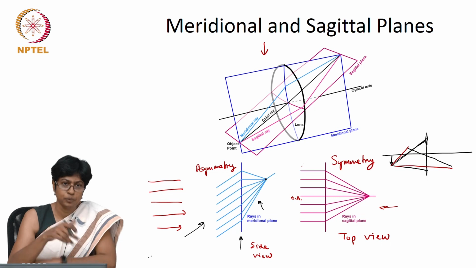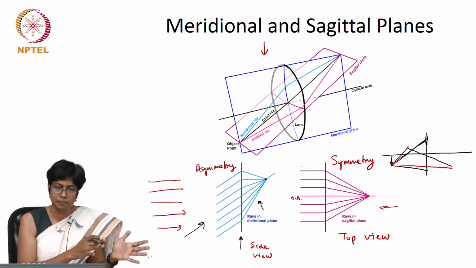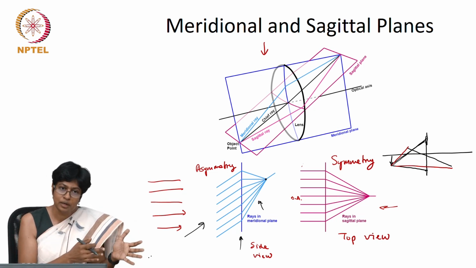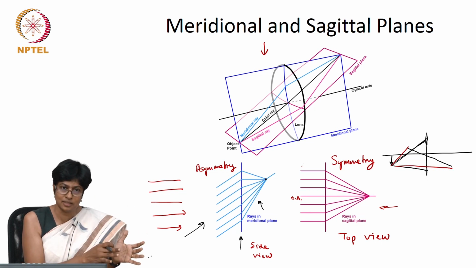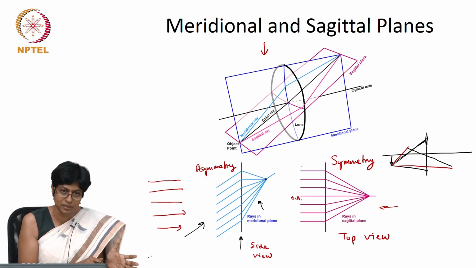So in fact, I broke up the aberrations into monochromatic and chromatic, but in monochromatic, we will first look at the on-axis aberrations and then we'll look at the off-axis aberrations.